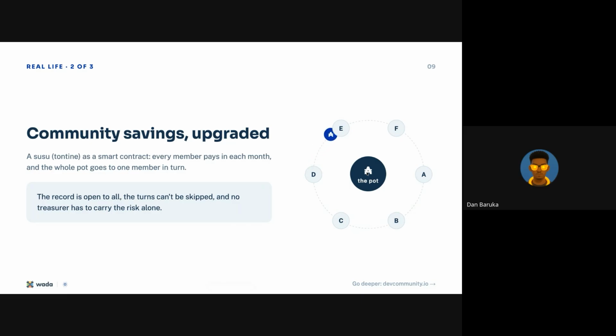I don't know if you've tried the token. On my side, I've tried many times. Sometimes they changed my place. I was the second, and now I'm the third. But when you are talking about the smart contract, it's not possible to do that.